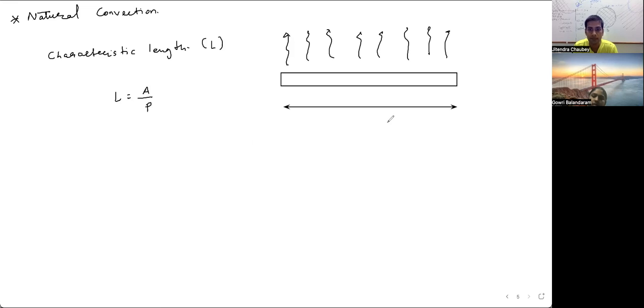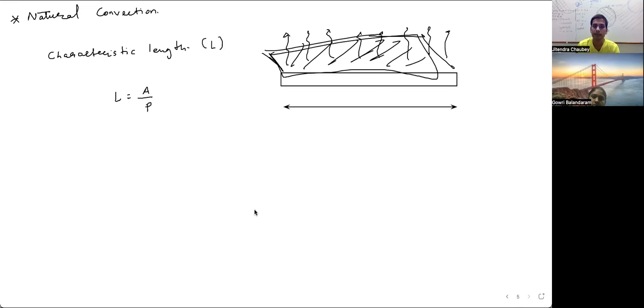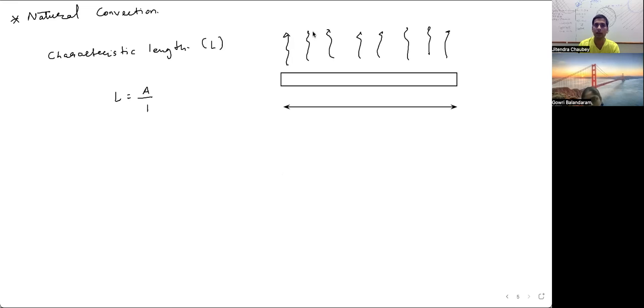Area upon perimeter. In that case, area would be this area, and perimeter would be the sum of all the sides. This is something which is signifying the difference for natural convection over the surface. So it is area upon perimeter. But this is only for a horizontal surface.